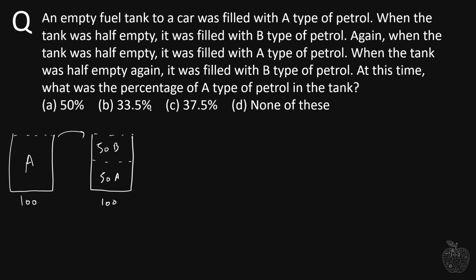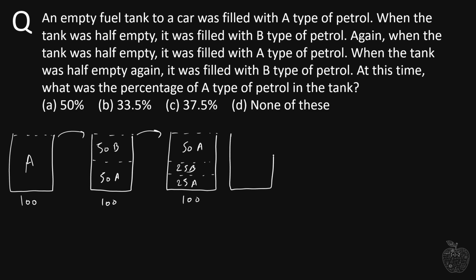Again, when the tank was half empty, now the tank is half empty again. So that means the volume of the tank is 100 and only 50 is left. So out of this 50, how much is B and how much is A? When the tank is half empty, that means half of B is gone and half of A is gone. So we have in here half of B, that means 25B is here, and half of A, 25A is here. Alright, and the rest of the 50 is filled with A type of petrol. So in total, we have here 50 plus 25, 75A and 25B. Okay, this much is clear.